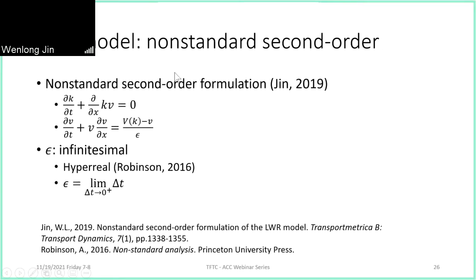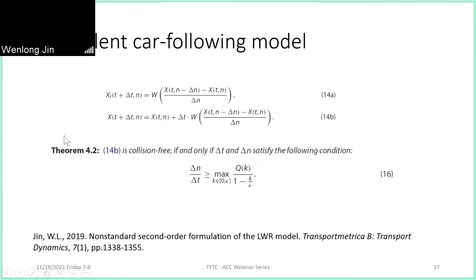Then the LWR model actually can also be written as a second-order formulation if we use some hyperreal or non-standard notation of epsilon. And we basically have a relaxation term. For those of you who are familiar with second-order models, we have a relaxation term, but this relaxation time is effectively just a time step size, and in the continuum version, it goes to 0. Okay, then this can be written as an equivalent car-following model, if we are using a certain discretization method. But this is continuum car following, because here the delta n may not be 1. Okay, delta t may be really small. And then we also have this collision-free condition.